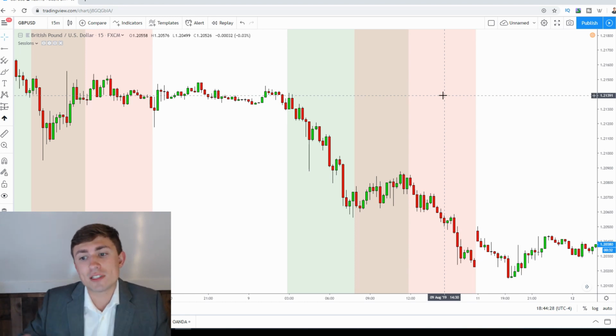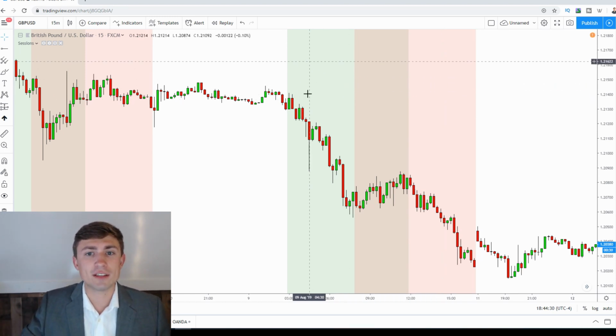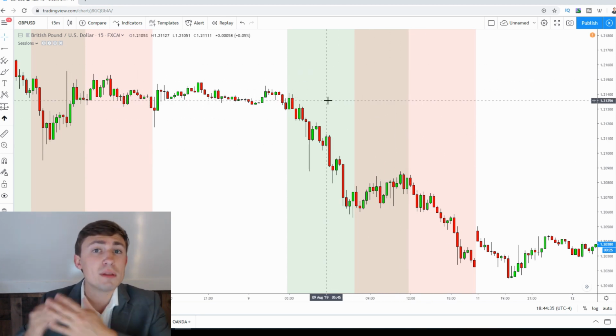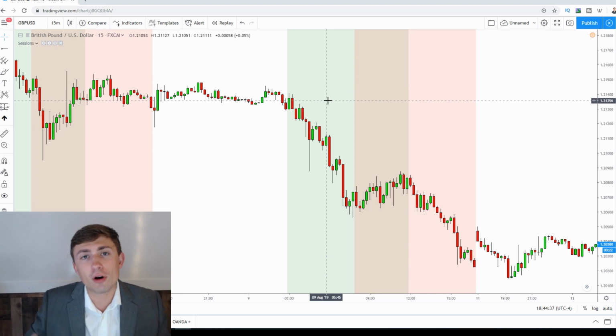That's where you're going to get most of your trading volume for the day, during these green, and especially during this brown and pink. So the London session is going to be the biggest, though. This is where we're going to see the most volume traded.